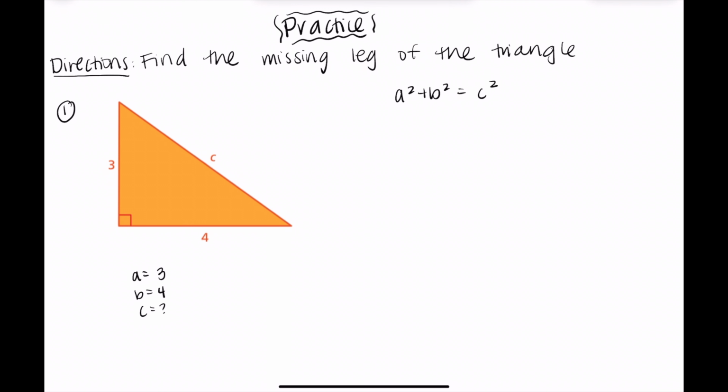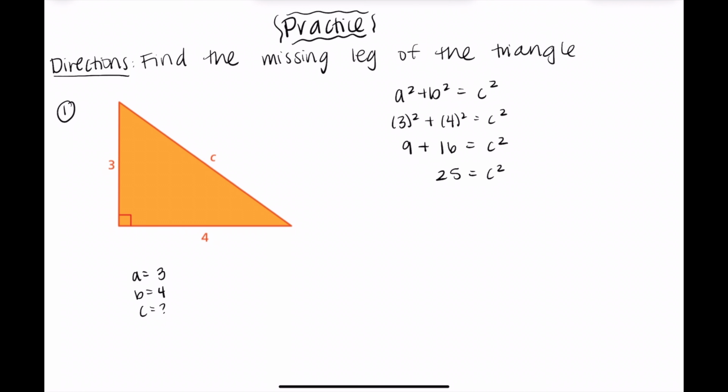So I'm going to go ahead and substitute in these values. We know a is 3 and we know b is 4. So we have 3 squared plus 4 squared equals c squared. We know 3 squared is 9, 4 squared is 16, and that would equal c squared. When we add together, we see that it's 25 equals c squared.